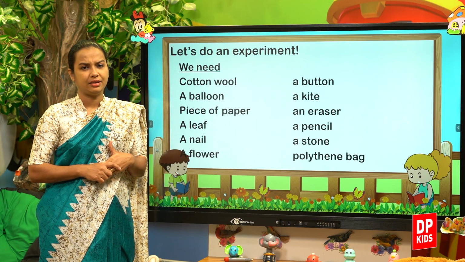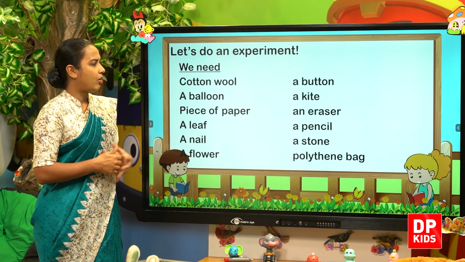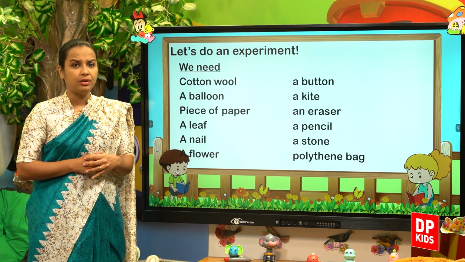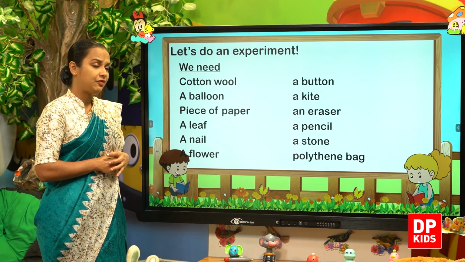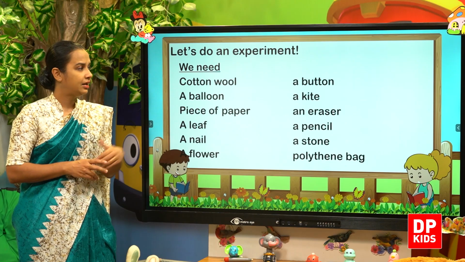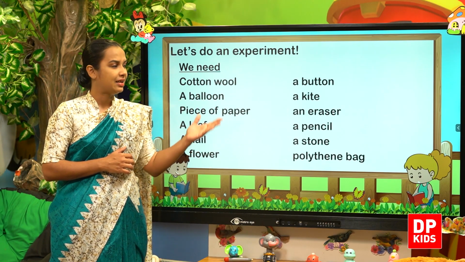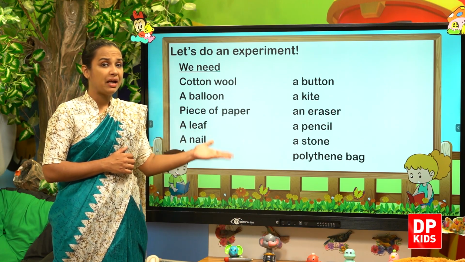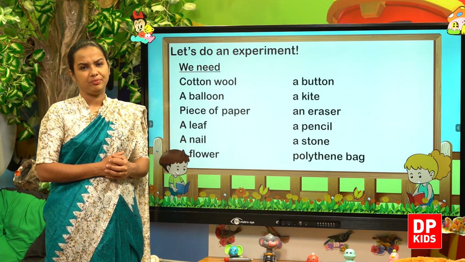Polythene bag, yeah. So let's look at the things that we need again. Cotton wool, a balloon, piece of paper, a leaf, a nail, a flower, a button, a kite, an eraser, pencil, a stone, and a polythene bag.